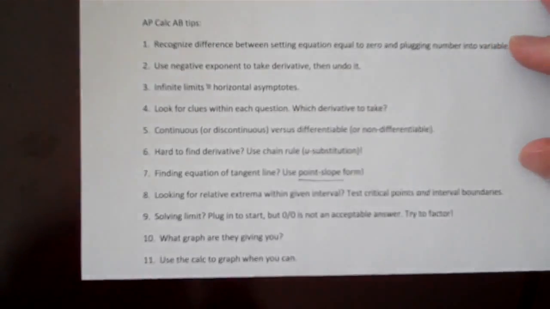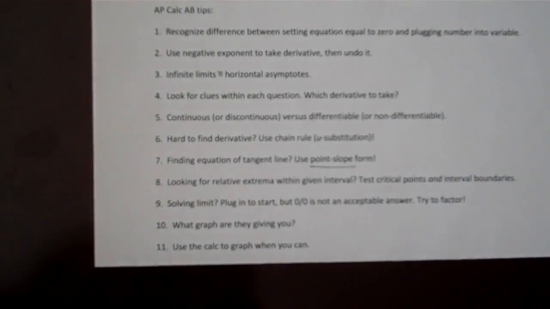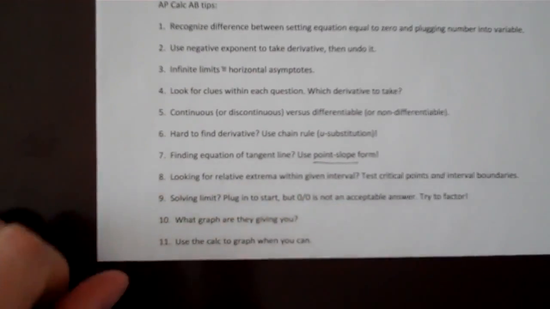Okay, moving on. Got 3 more. If you're solving a limit, okay, make sure you plug in what they have the x value going to as a starting point. But recognize 0 over 0 is not an acceptable answer. And then you've got to try to factor. And we're doing limits like that.